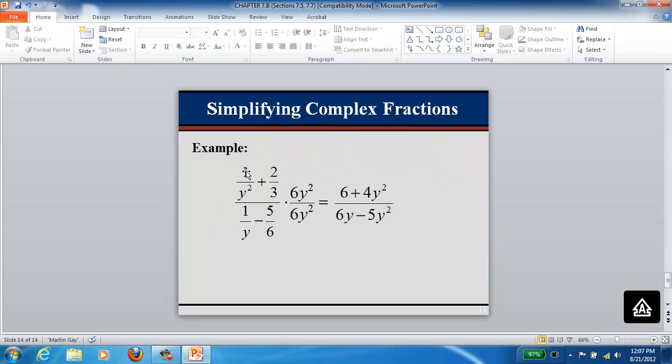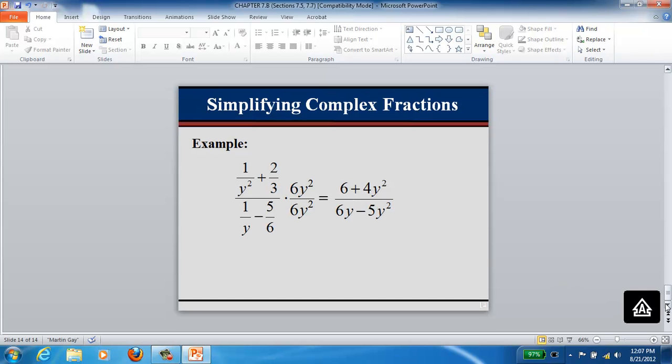Here's an example. 1 over y squared plus 2 over 3 all over 1 over y minus 5 over 6. Your least common denominator is 6y squared, so you multiply all terms by the 6y squared, leaving your final answer as 6 plus 4y squared over 6y minus 5y squared, and you leave that answer as is. And that completes Section B, Chapter 7.